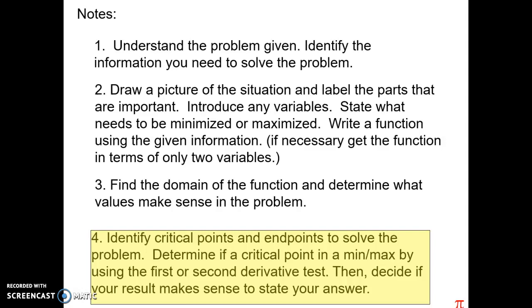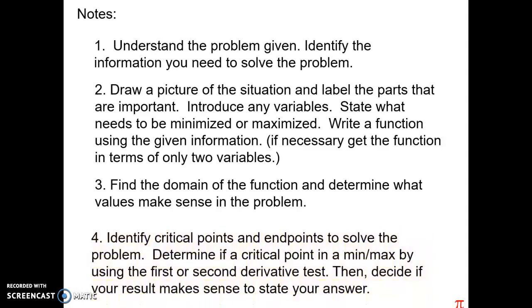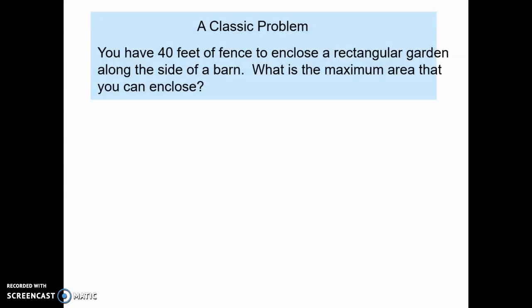And then lastly, we need to identify the critical points and the endpoints to solve the problem. Determine if the critical point is a min or max by either using the first or second derivative test, and then decide if your result makes sense to state your answer. I know it seems pretty simple, but just like with related rates, we know that these can get quite difficult. So let's look at a classic problem to start.